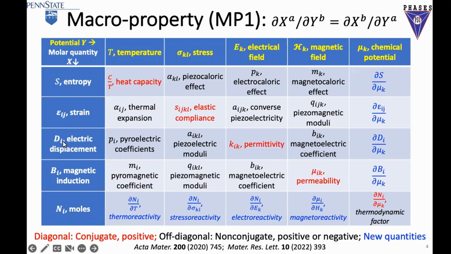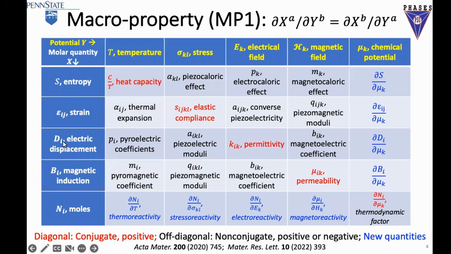For example, you change stress, you measure how the strain changes, and how the electrical property changes, or how the magnetic property changes. But actually, it's interesting: when you change stress, how about the mole change? That's actually an interesting quantity. That's why these quantities here are blue. They're not red or black. So I have three colors here for different quantities.